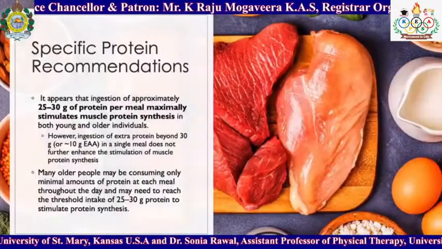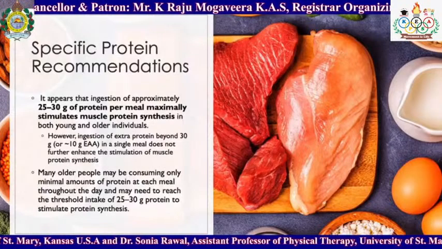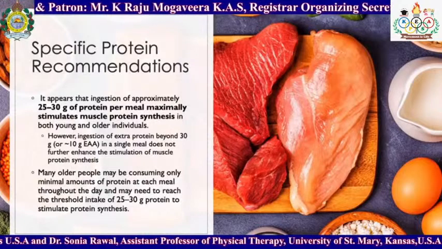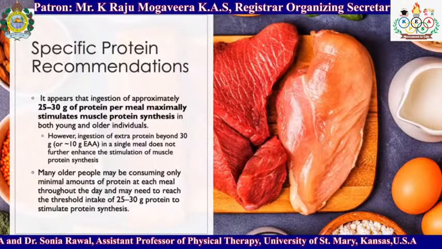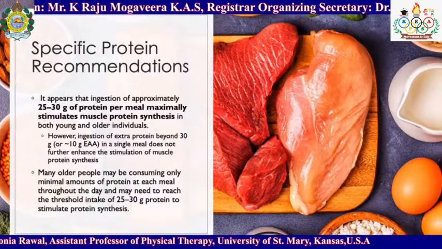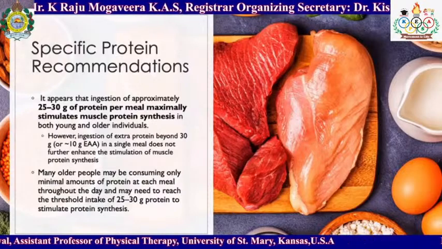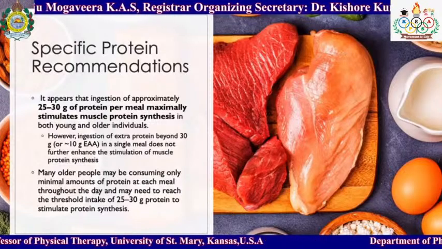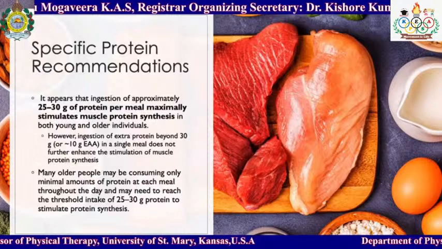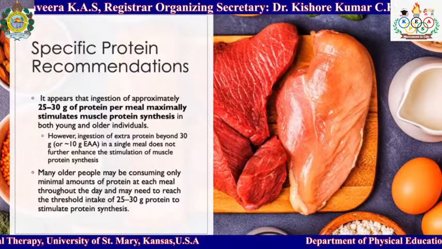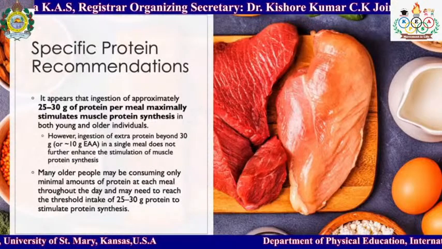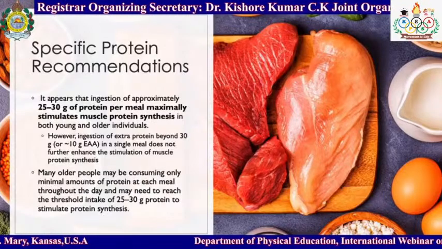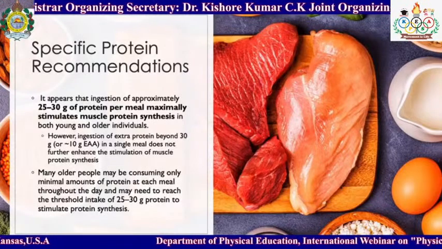So what are more specific protein recommendations? And this is important to realize, there's kind of a threshold that we have to hit to actually initiate protein synthesis. So it's about 25 to 30 grams of protein we have found maximally stimulates muscle protein synthesis in both young and older individuals. However, we do know that ingestion over the 30 grams or about 10 grams of those essential amino acids in a single meal dose does not really further enhance the stimulation of the muscle protein synthesis.